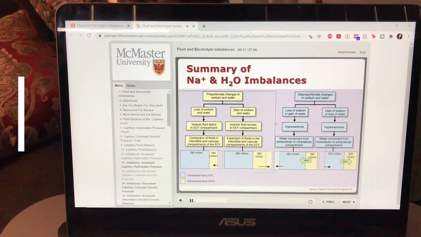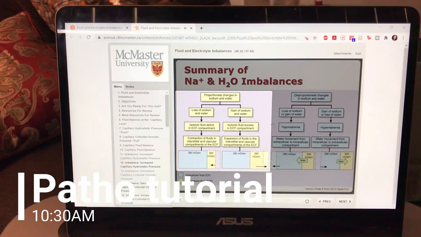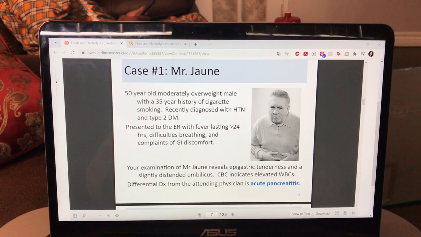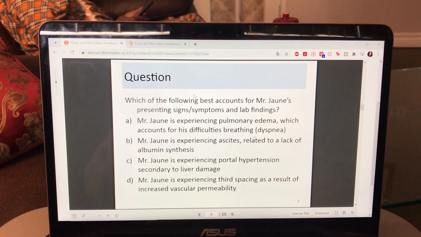On most Mondays, I have a patho tutorial from 10:30 to 11:20. Prior to tutorial, we're supposed to watch the corresponding module for the week, and the module for this week was on fluid and electrolyte imbalance. During tutorial, we apply some of the things that we learned by answering multiple choice questions and doing case scenarios.